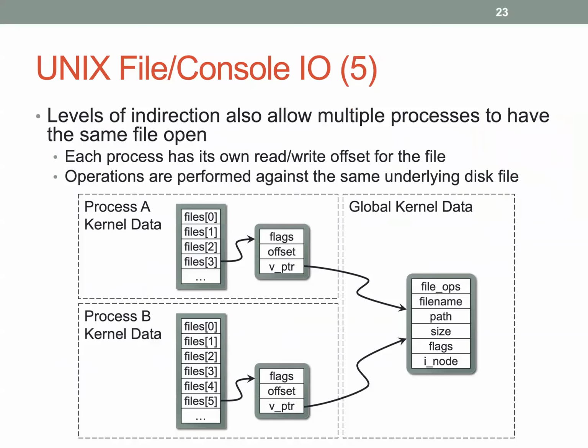Okay, so we are able to have the same file open from multiple processes. This is a simple example where two different processes have the same file open. You'll notice that each process has its own offset in the file that it is reading or writing to. So that's a pretty typical approach.